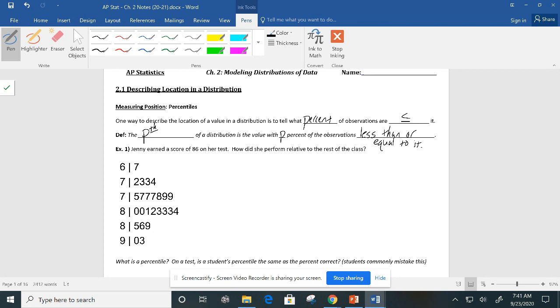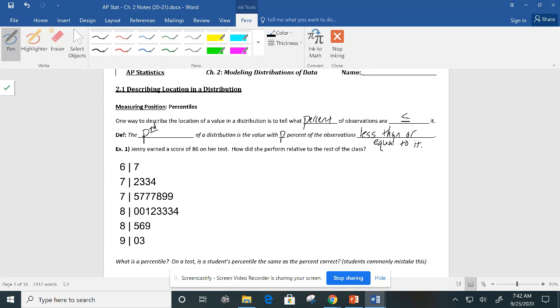Or you take a standardized test, and on your standardized test, you score in the 98th percentile. That means you did at least as well as 98% of people, or only 2% of people did better than you. So it's important that you understand how to interpret that percentile.